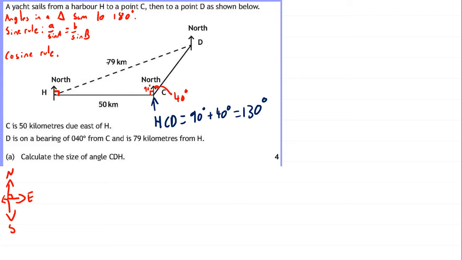Okay, I've got quite a lot of information written down. I'm ready to read the question. Calculate the size of angle CDH. So if I start at C, go to D, and go along to H, the question wants me to find this angle here, which I'm going to call angle x.